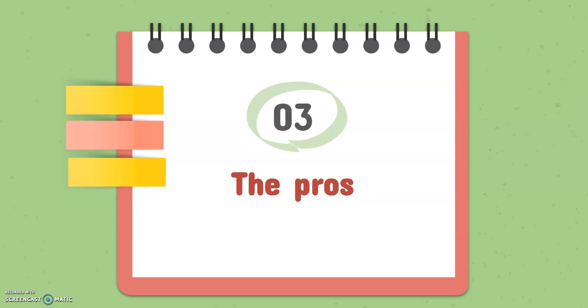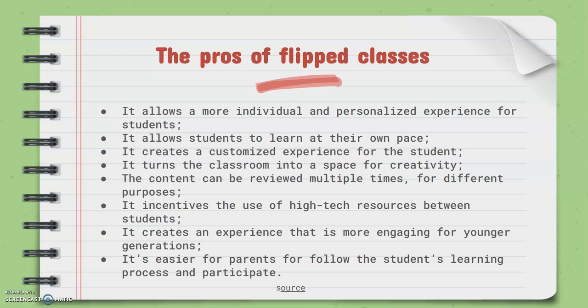So here are some pros of flipping the class. It allows a more individual and personalized experience for students, since the students are coming with their questions, their researches, and their approach to the topic in the classroom. The teacher understands what the doubts are, what the difficulties are, and the personal approach and understanding certain students have over the topic.